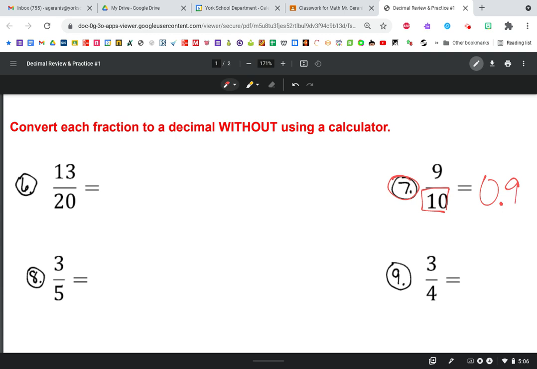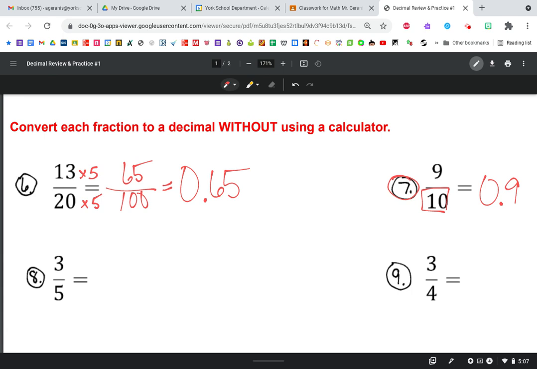Here, back to number 6 for a moment. 20 is not a 10 or 100 or 1,000, but if we multiply 20 by 5, we can get 100 in the denominator. And to find an equivalent fraction, we'd then multiply the 13 times 5. That'll give us 65 hundredths, which we can write as 0.65. And there you have it.